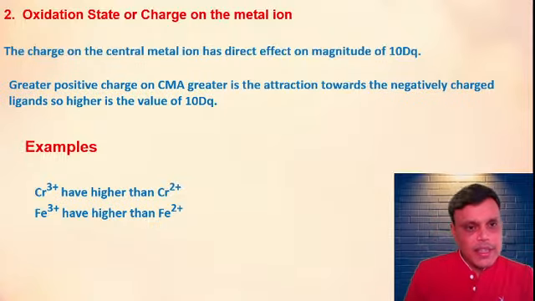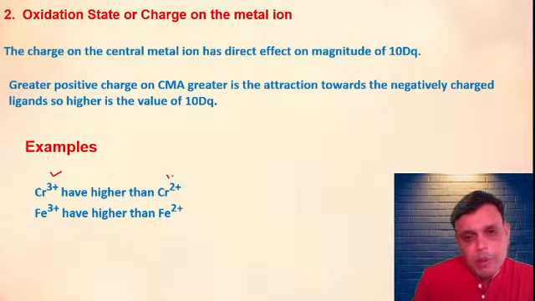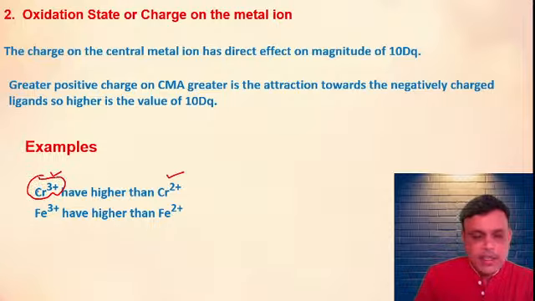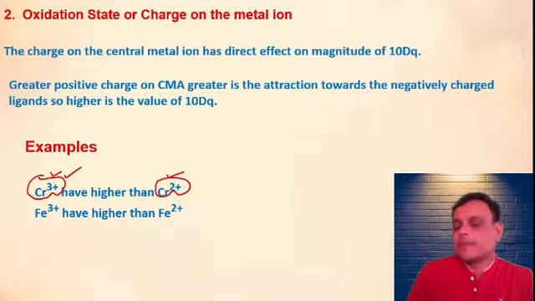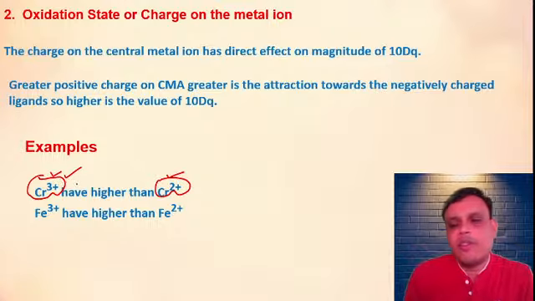Two examples are there. See, chromium 3+ will have a higher CFSE or 10 Dq value than chromium 2+, because here the oxidation state is 3+. That means the positive charge in this case is higher: 2+ versus 3+. So it will show a higher value of 10 Dq.